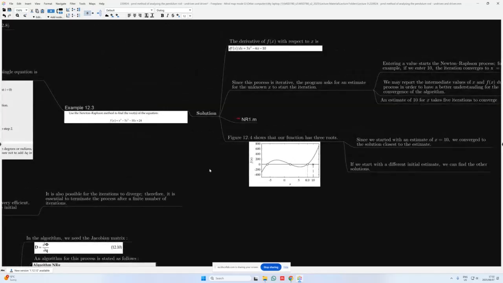Since we started with an estimate of x equal to 10, we converge to the solution closest to the estimate. If we start with a different initial estimate, we might find the other solutions as well. So our initial guess has an impact on the effectiveness, the number of iterations it will take, and the actual solution that we get at the end. All of those parameters will be affected by our initial estimate.